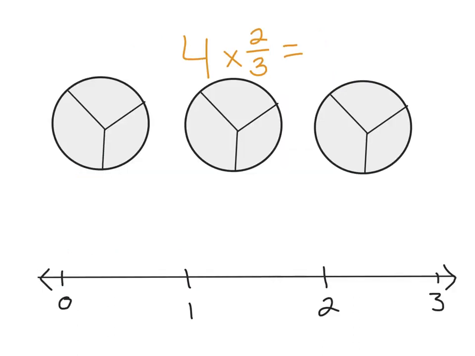All right, so let's look at a second example. 4 times 2/3, or 4 groups of 2/3. First we're going to show it using a picture and then using a number line. So 4 groups of 2/3. I'm going to shade in one group of 2/3. I'm going to shade in a second group of 2/3, a third group of 2/3, and a fourth group of 2/3.